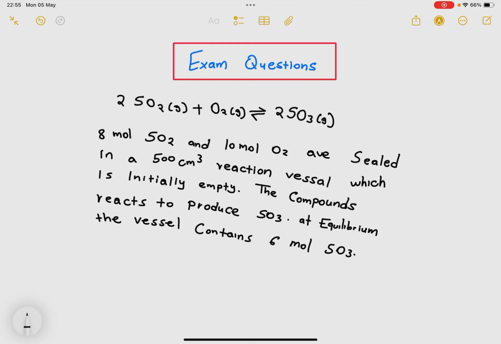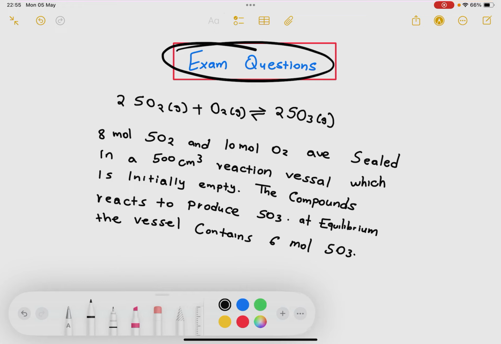Okay, guys, so let's actually look at some exam questions regarding calculating your values of Kc. How are they going to test you on your exam and how are you going to answer it? So let's just interpret this statement.